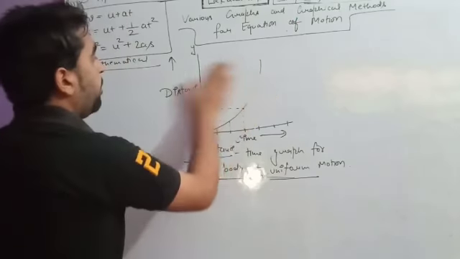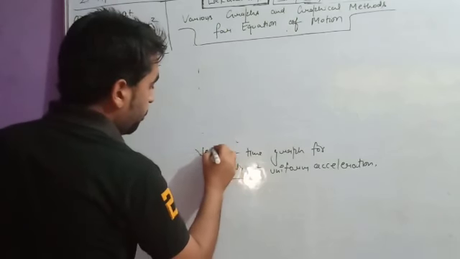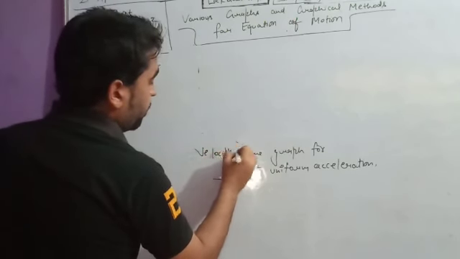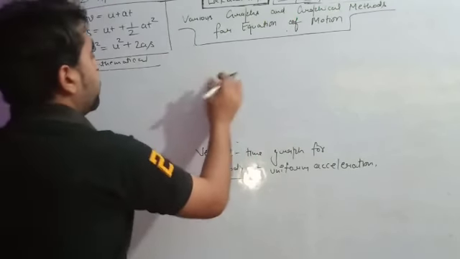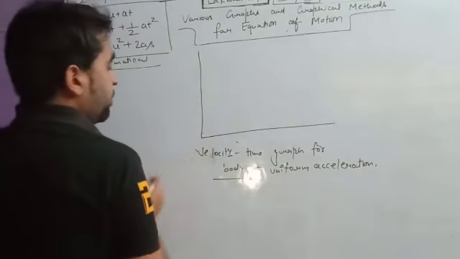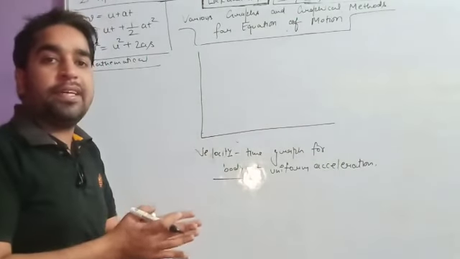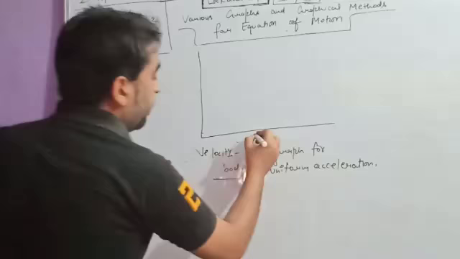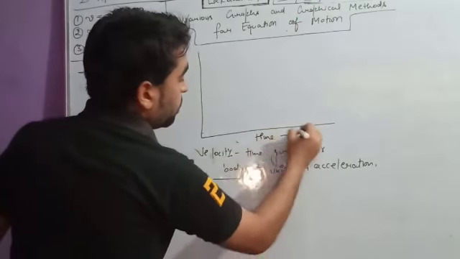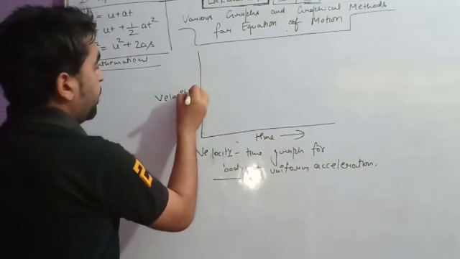Now students, I will draw another graph, a velocity time graph for uniform acceleration. So this is how it will be. Let us draw this. So velocity is increasing with time, but velocity is increasing by equal amount in equal interval of time. So on the x-axis I have taken time, on y-axis I have taken velocity.